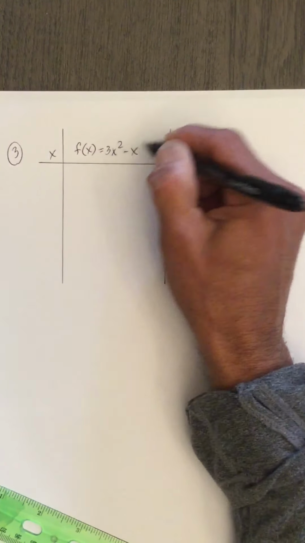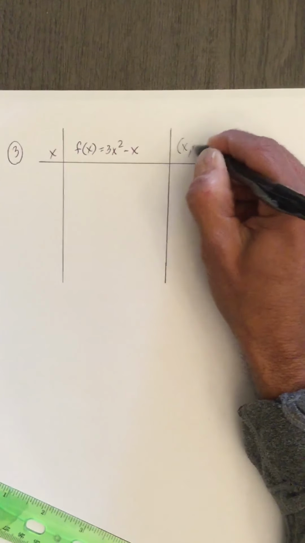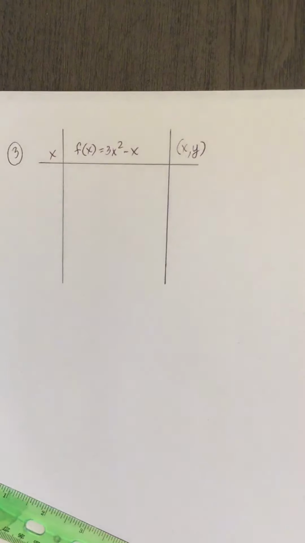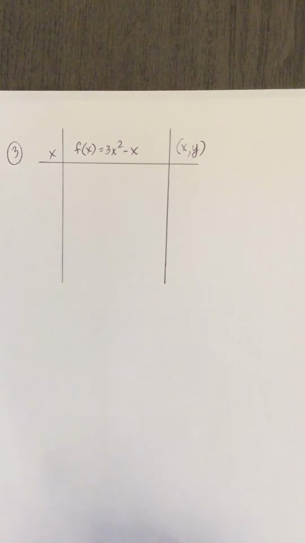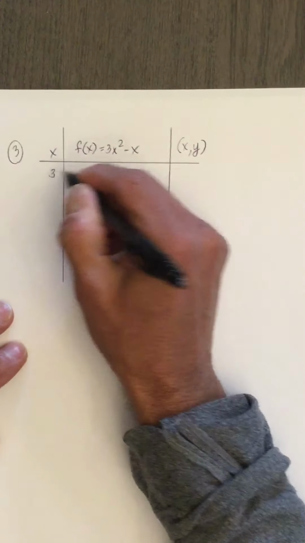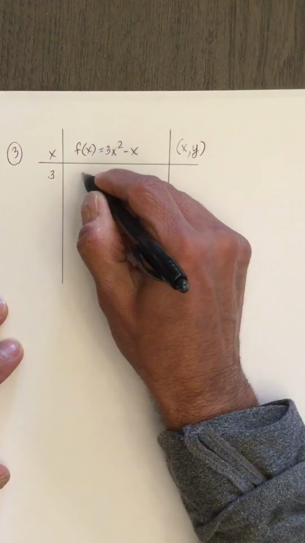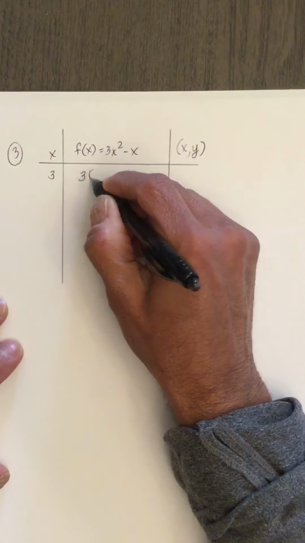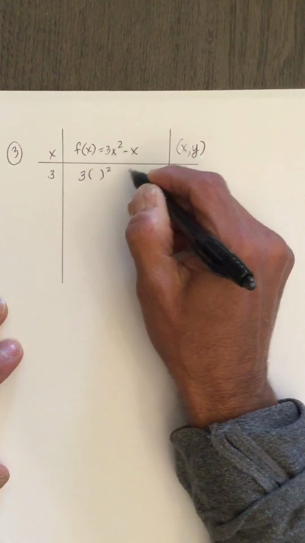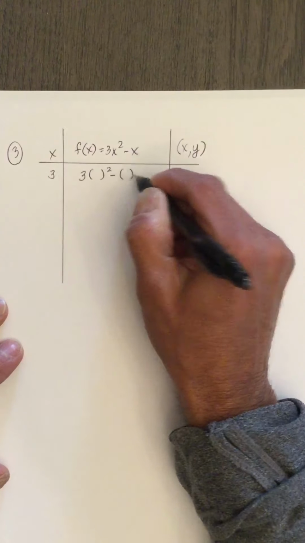This is a more difficult problem, but same idea, same concept. All we're going to do is take numbers and plug them in here where the x's are. So you see this right here. It says 3, and then there's parentheses, squared, minus, and then we need another parenthesis, right?